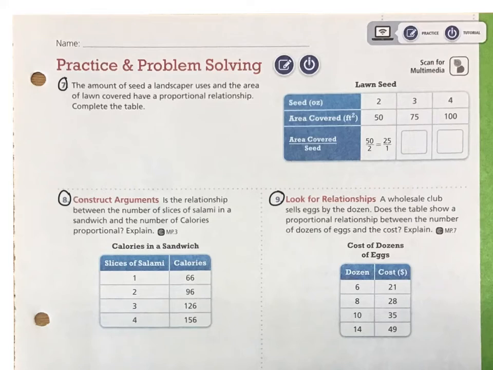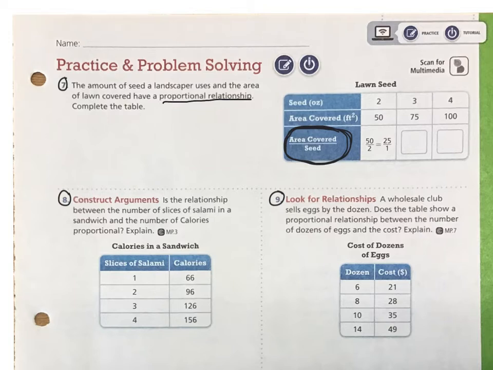On page 101, we're going to answer questions 7, 8, 9, and 10. Number 7: the amount of seed a landscaper uses and the area of lawn covered have a proportional relationship. Complete the table. So what we see here is that there is a proportional relationship between the values in the table, which include the area covered in square feet and the ounces of seed in that area.